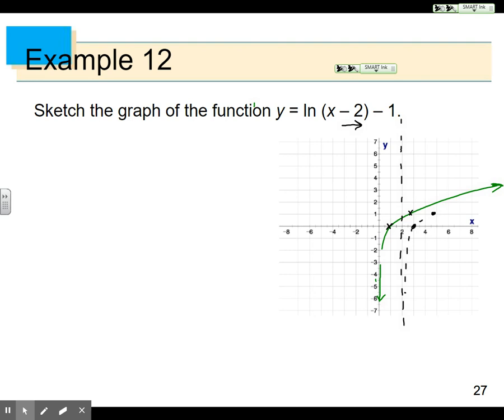So now if I was done, my function would look like this, but I'm not. It wants me to move it down 1 as well. So I'm just going to take these black dots, move them down 1. You can think about moving the asymptote down 1. It doesn't really move, but this blue line right here would be my answer.